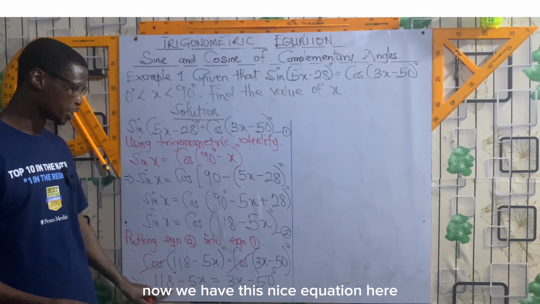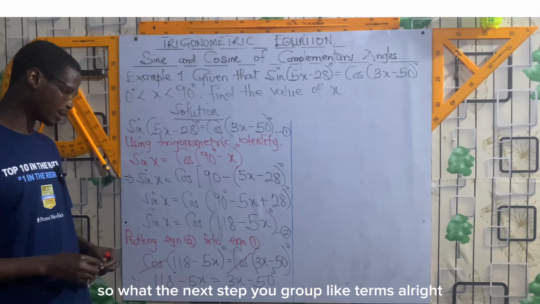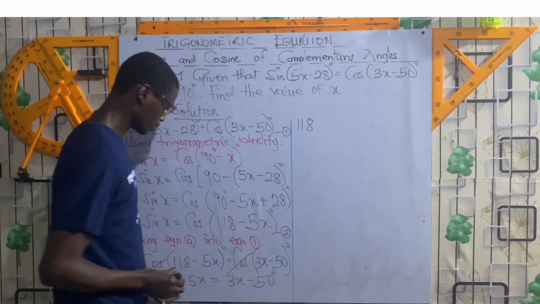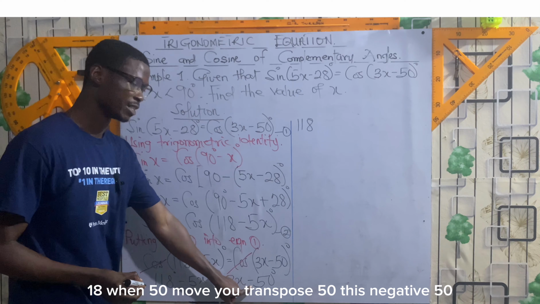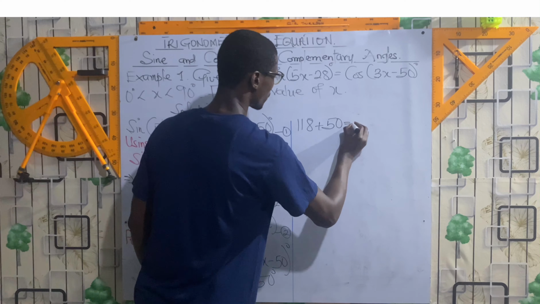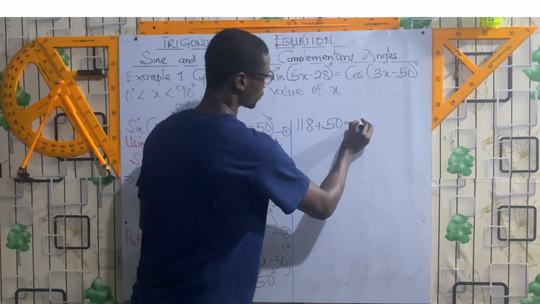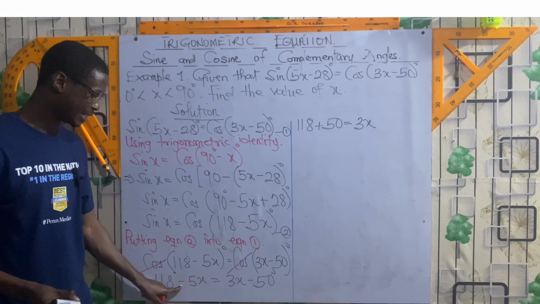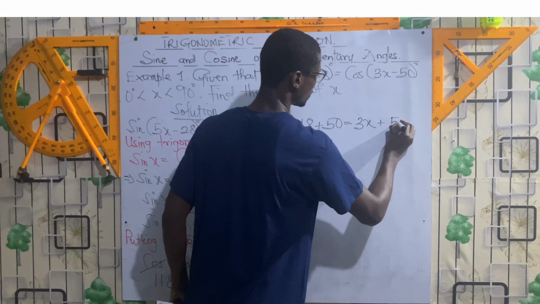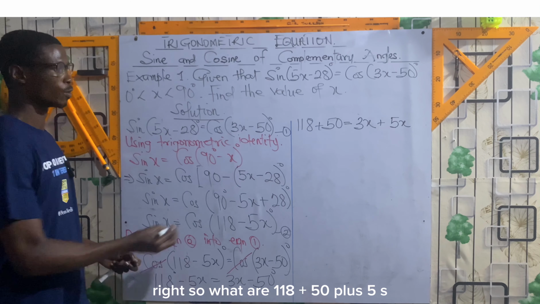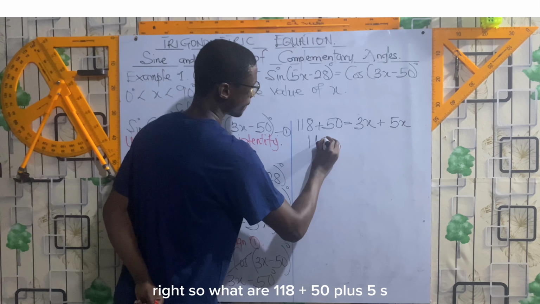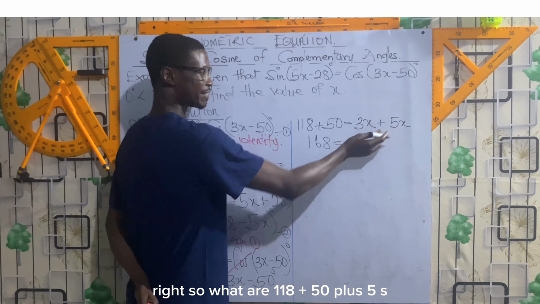Now we have this nice equation here. So what is the next step? You group like terms. When 50 moves, you transpose it. This is negative 50, when you transpose it becomes positive. Then minus 5x, when you transpose it becomes positive. So 118 plus 50, and 3x plus 5x.